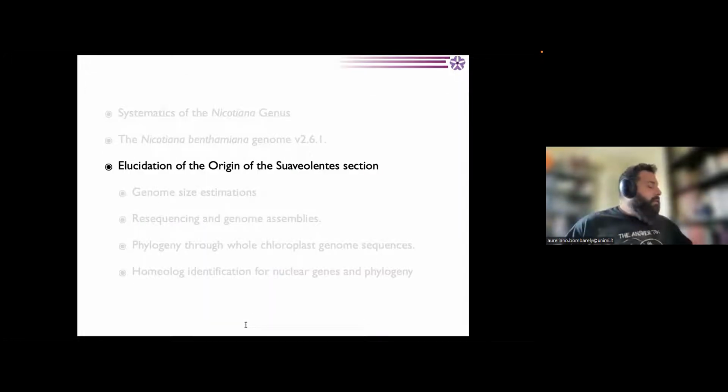Okay, so that is kind of talking a little bit about the Nicotiana genome that we have. We submitted the Nicotiana genome to the SGN database, so that will be available. I think that it should be available quite soon.